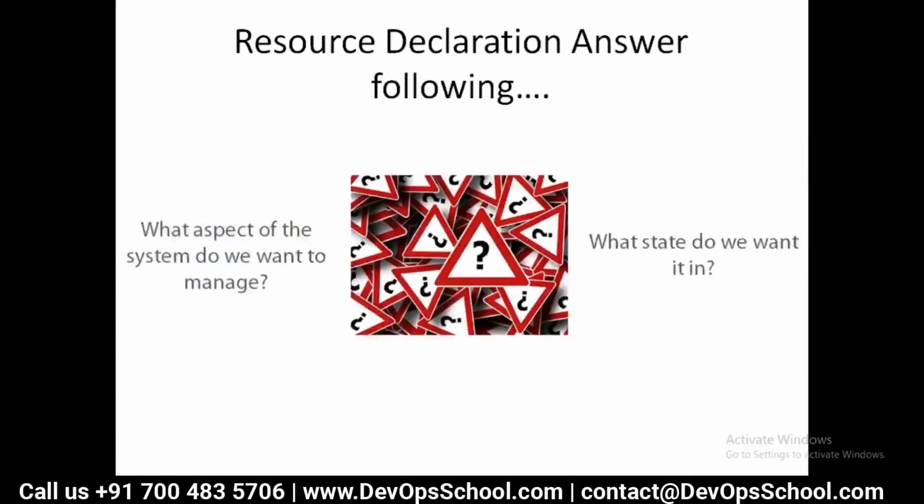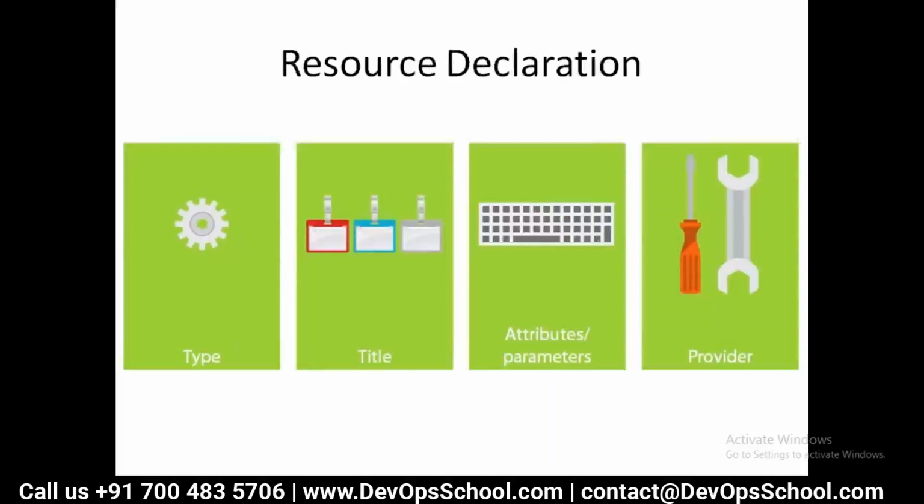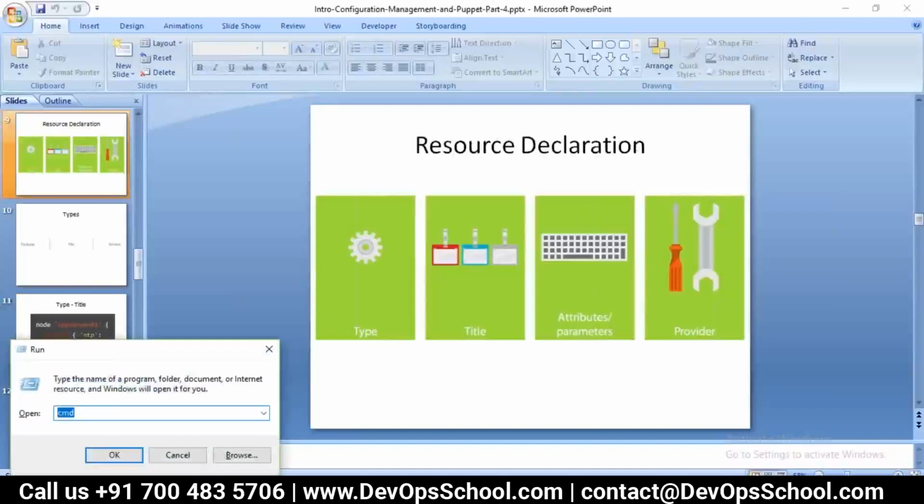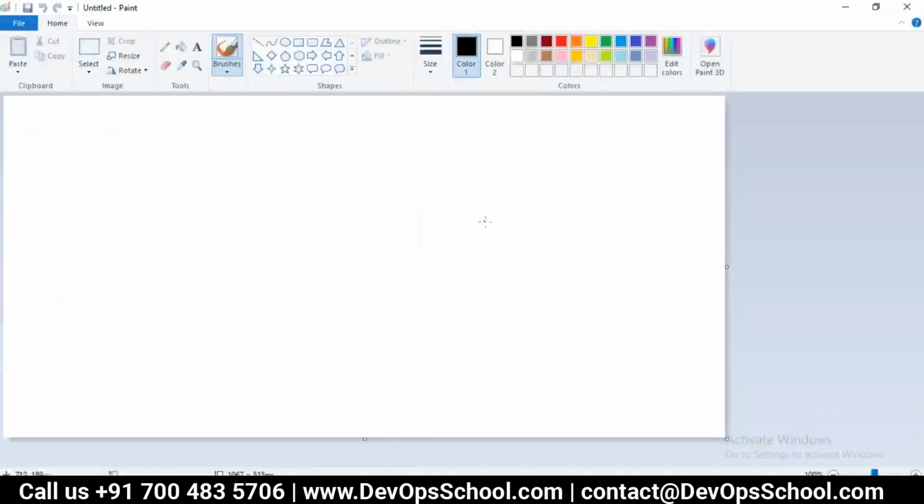Now I'm going to talk about how these things happen, but before that, let me remind you. I believe you already know by now what a type, a title, and attributes are. These three things you already know. We need to discuss the provider. So now let's discuss the provider. For that, I need to draw some things.